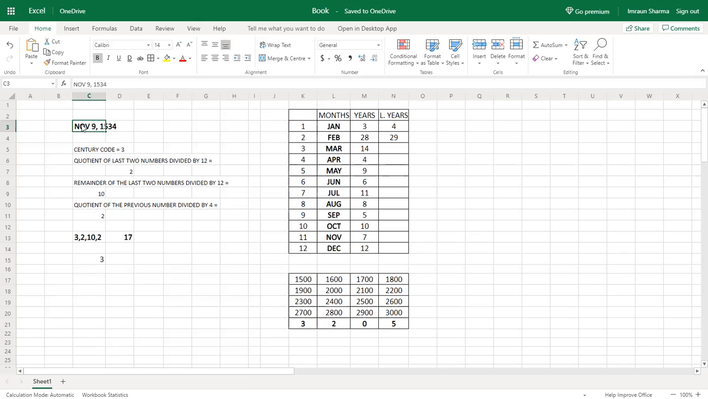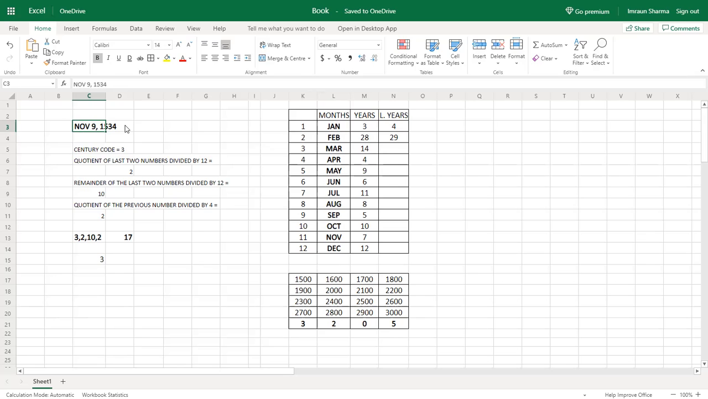And we have to calculate it for November 9th. November 7th is the default date, and November 7th is Wednesday. So now we can simply add two more days to find the value of November 9, 1534. November 7th is Wednesday, November 8th is Thursday, and November 9th is a Friday. So November 9th, 1534 is a Friday.